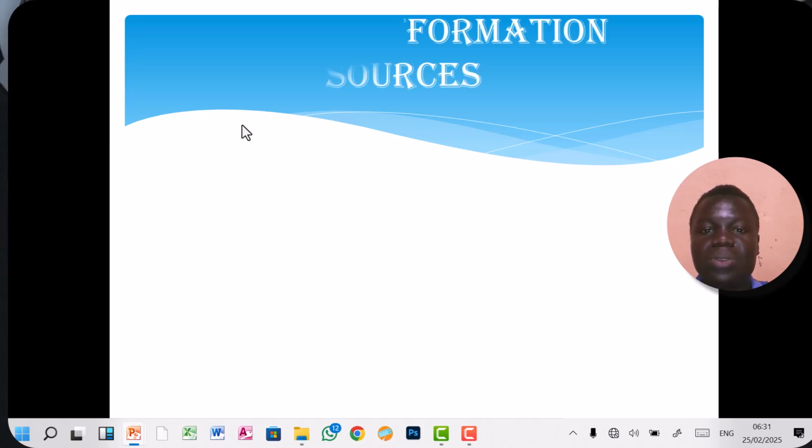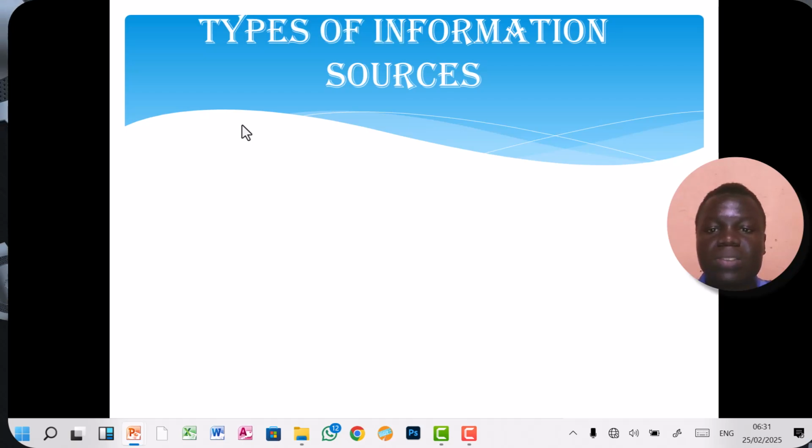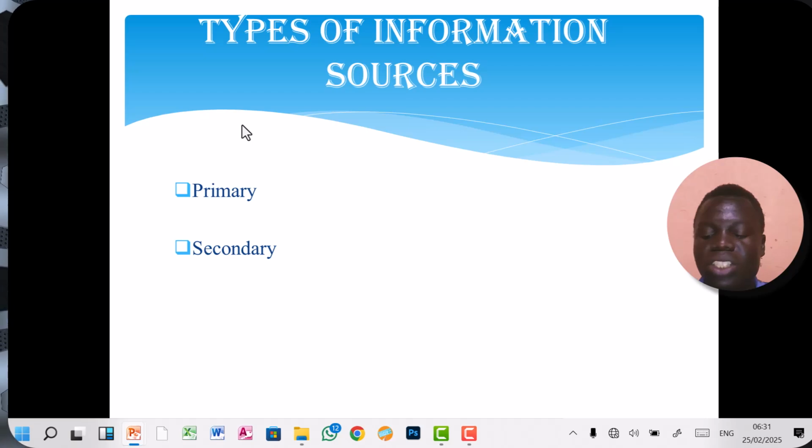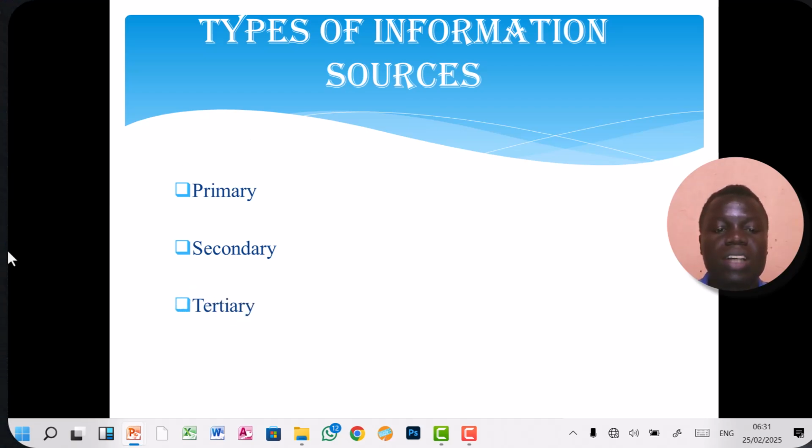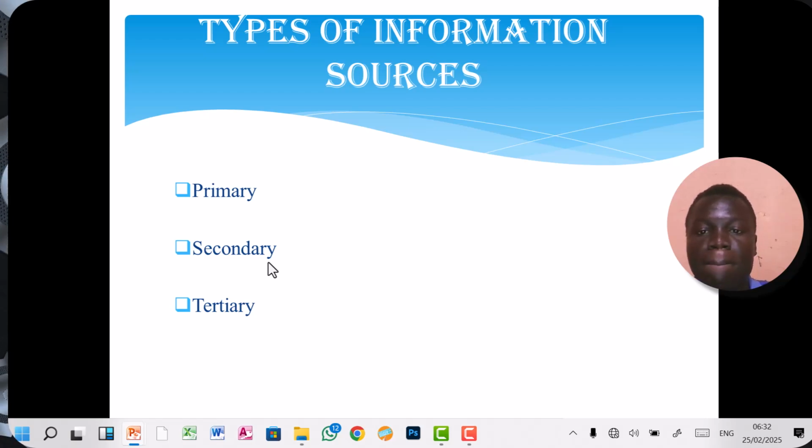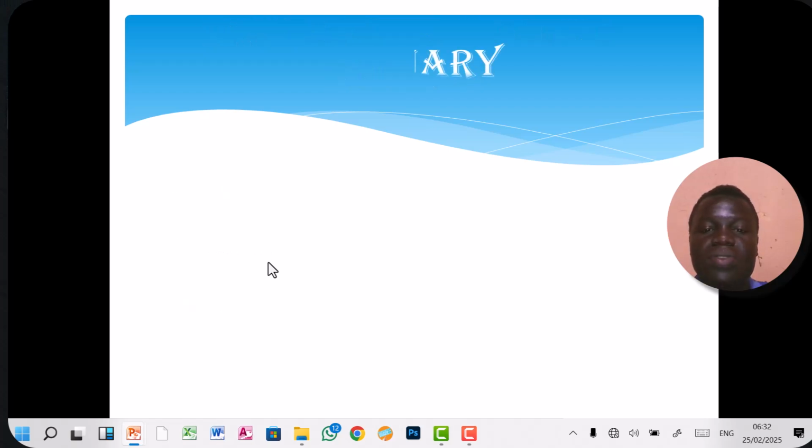Now this will take us to the types of these information sources, and I'm going to give you three main types of information sources, of which we shall be discussing more about the first two. The first type of an information source is the primary source of information, the second one is the secondary source of information, and lastly we have the tertiary source of information. As I said earlier, the first two, primary source and secondary source of information, we shall be looking at more in detail. So in today's video, I'm going to talk more in detail about the primary source of information and basically what it is all about.